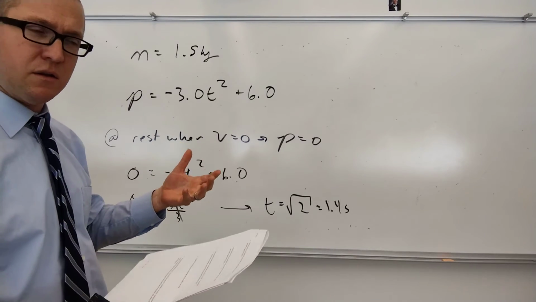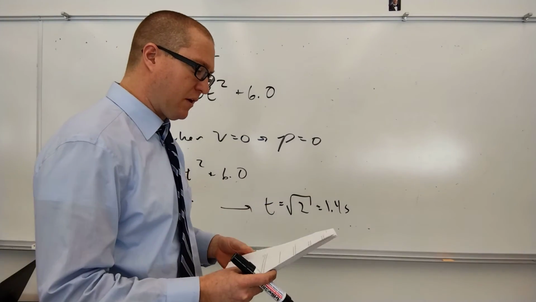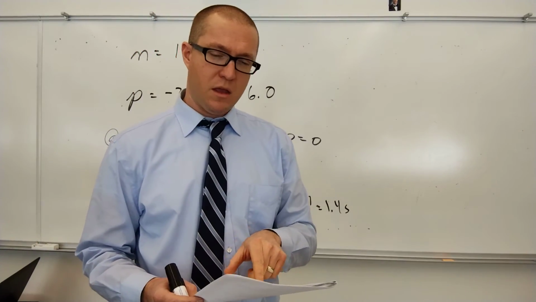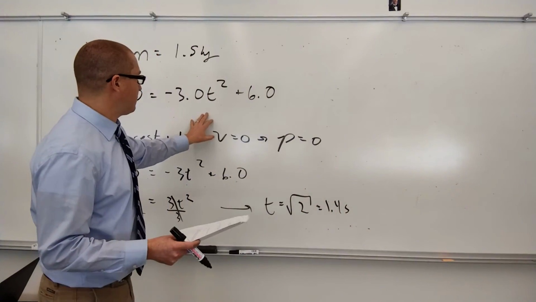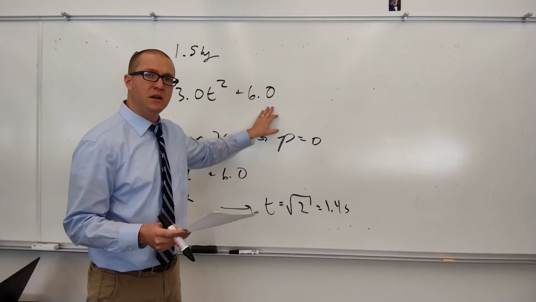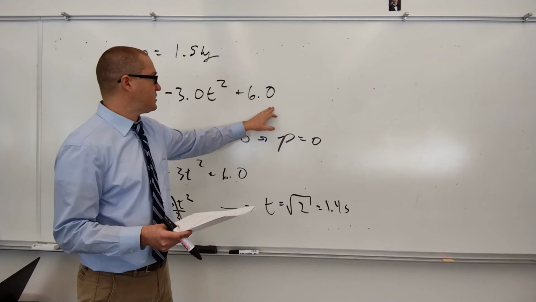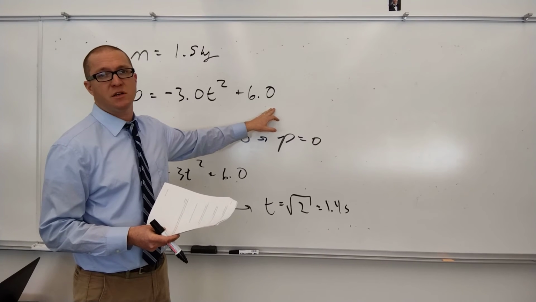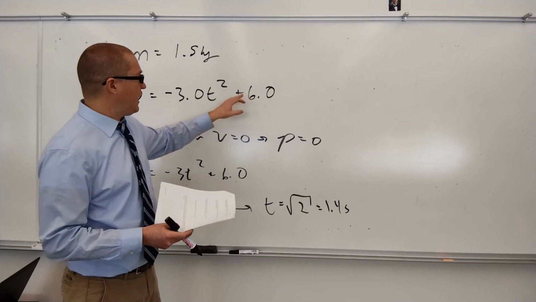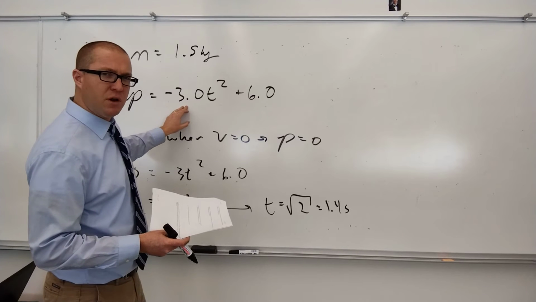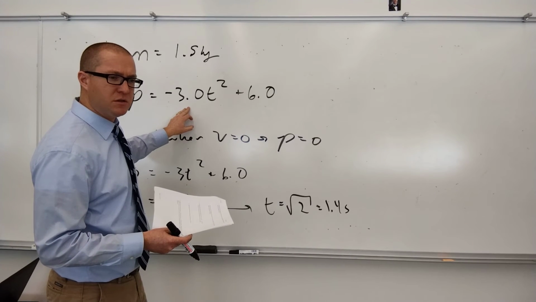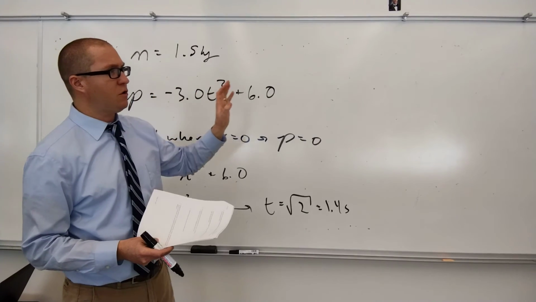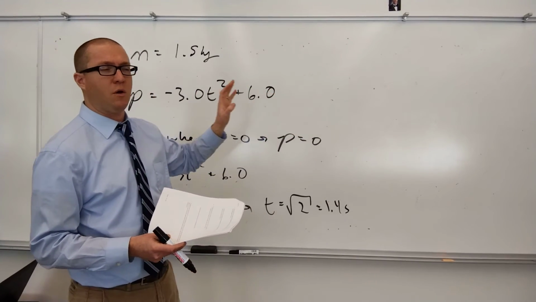And then what? Well, let's think about what this momentum function is telling us. So negative 3t squared plus 6. The initial momentum of this object is 6 kilograms times meters per second. So it has an initial positive momentum. And then this negative 3 tells us that the momentum is going to increase in the negative direction. So it's going to slow down and turn around and go backwards.